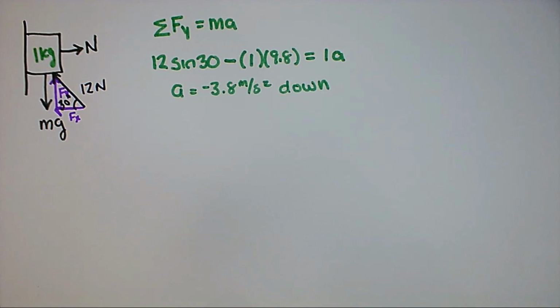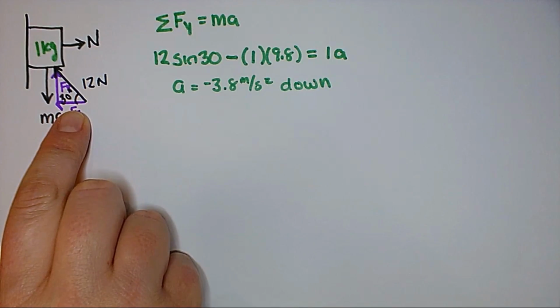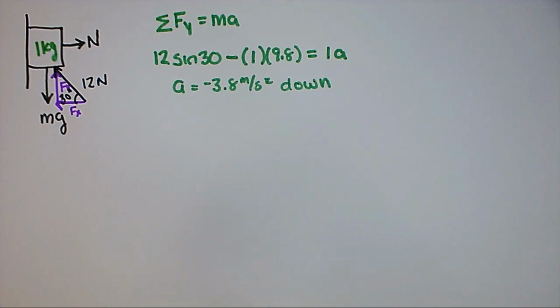So when we complete that calculation and solve for a, I got negative 3.8 meters per second squared. The negative means that it will accelerate downward. That means the force of gravity is stronger than this y component of the force. All right, now part B is adding in some friction.